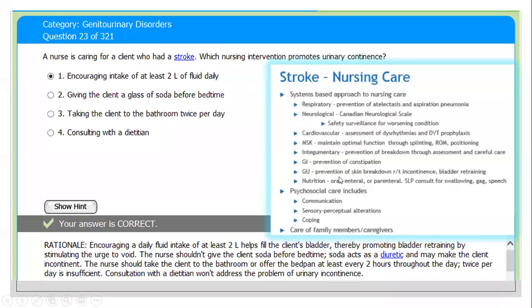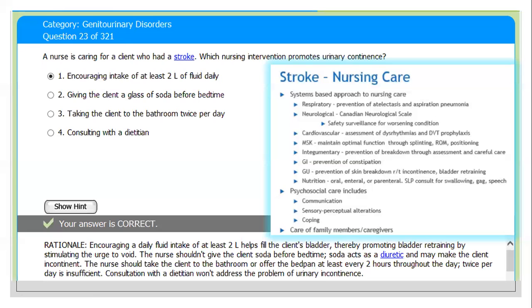Nutrition: oral care, enteral nutrition, and parenteral nutrition are important. Also consult for swallowing or gag reflex or speech. Psychosocial care, including communication and sensory perceptual alteration, we should evaluate and also help with coping with the conditions. Also, it is important to care for the family members and caregivers.